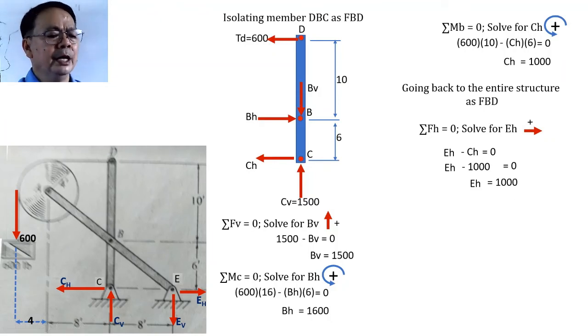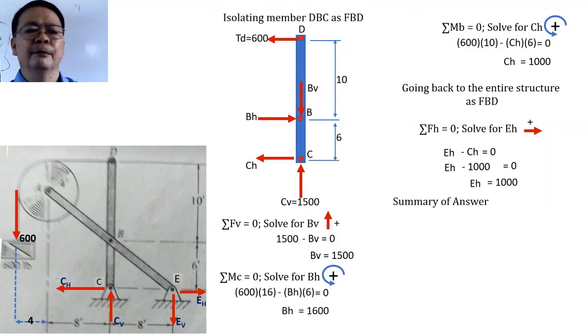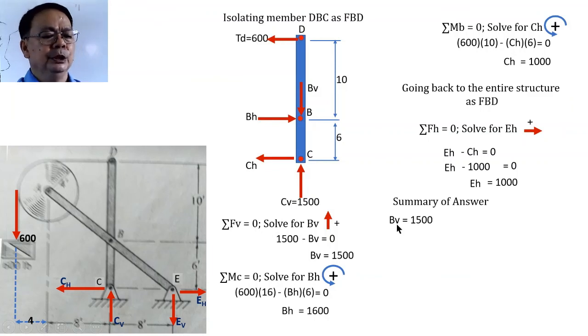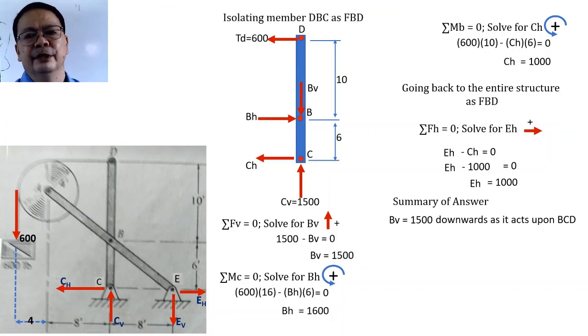And that's how we have computed the forces acting at the P and at B and the components at the reactions C and E. If necessary, it's better to prepare a summary of your answers, particularly how the forces shall be acting on a particular member. For example, consider the action at the P and at B. It will be 1,500, but how is it directed? It is directed downwards as it acts upon member BCD. Because if we were to consider how it is directed when it is acting on the other member, it should be directed in the opposite direction.